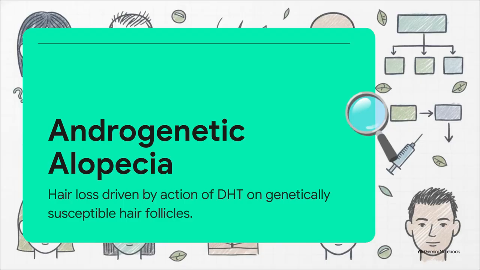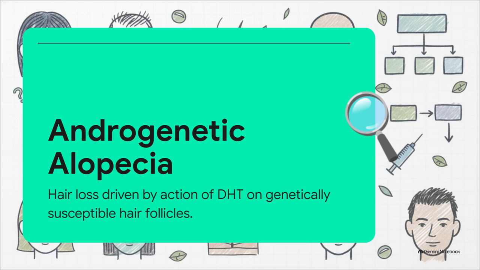Next up is androgenetic alopecia. This one affects both men and women. The etiology here is basically a genetic sensitivity to circulating androgens, specifically dihydrotestosterone or DHT. What happens is an enzyme called 5-alpha reductase converts testosterone into DHT.